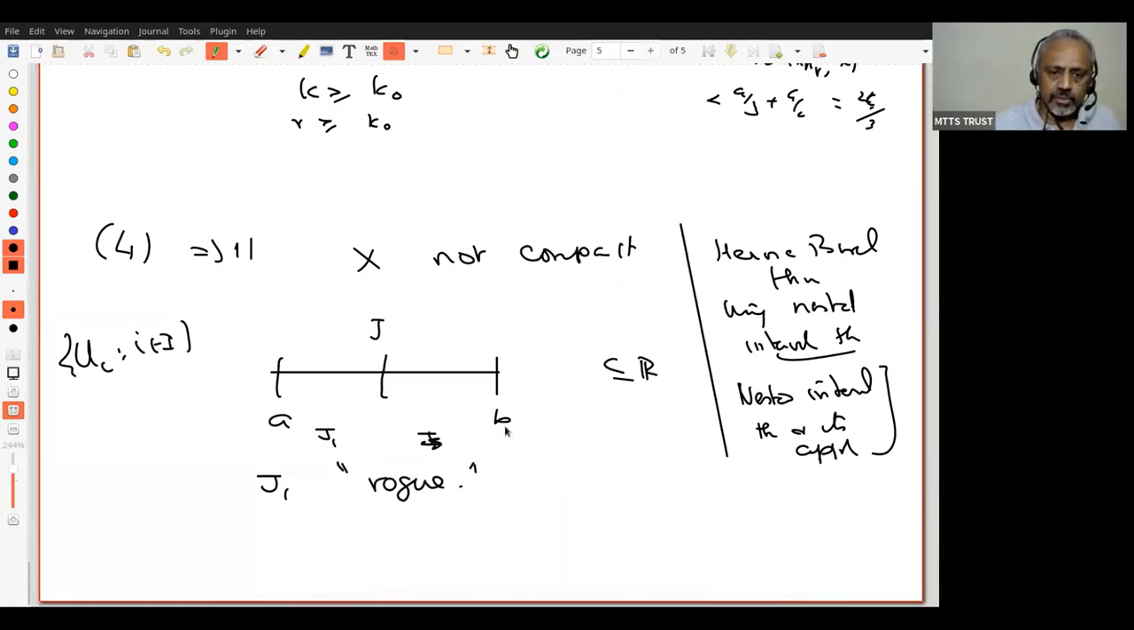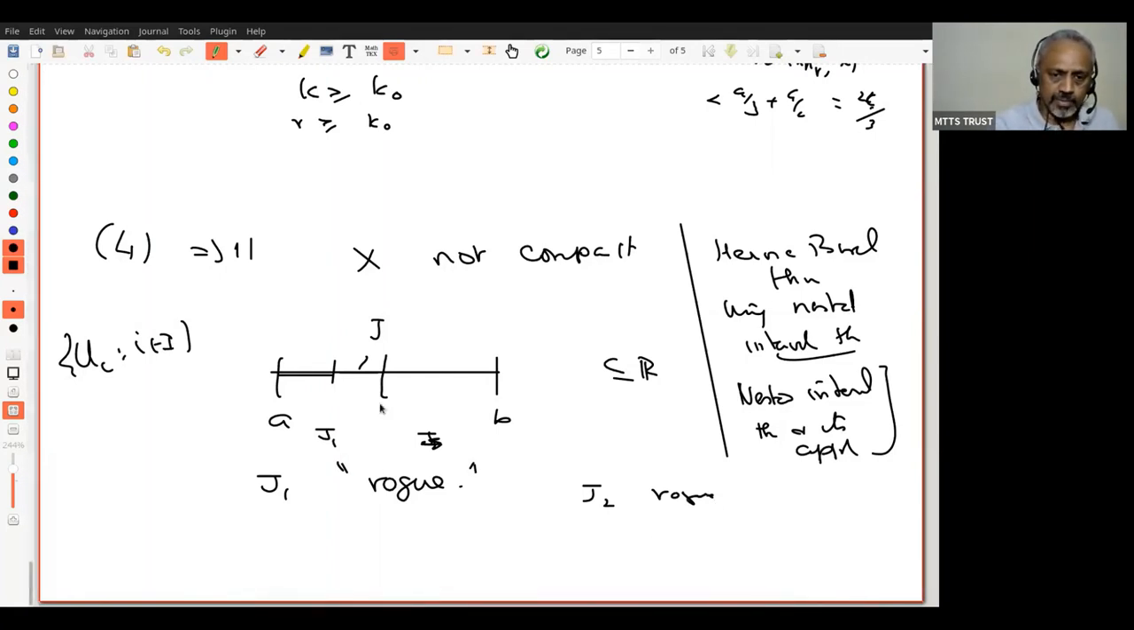Now what do I do? Suppose J1 is this rogue. Now again divide it. Then there are two subintervals. This collection {U_i} is an open cover for this subinterval as well as for this subinterval. I claim one of them has no finite subcover, because if each one of them has a finite subcover, then their union will be a finite subcover for this rogue. That's a contradiction. Therefore one of them does not, so call that J2. Maybe both of them do not admit a finite subcover, but choose one of them. Call it rogue. You understood this?